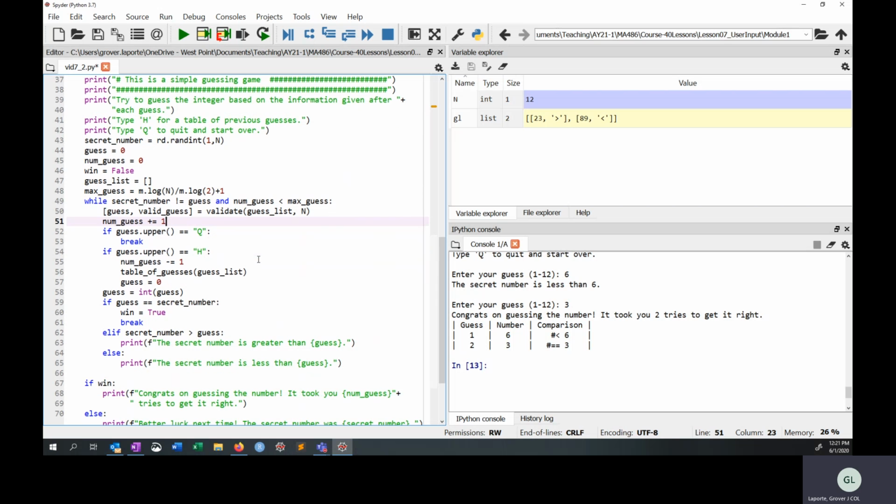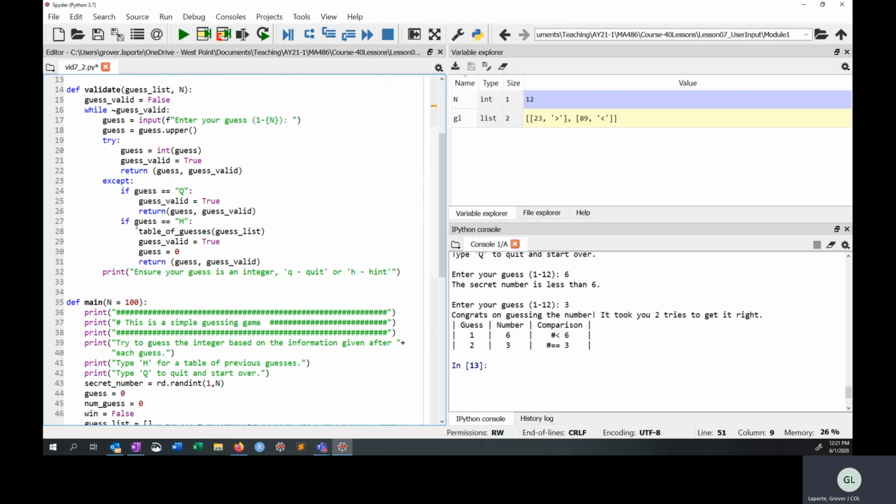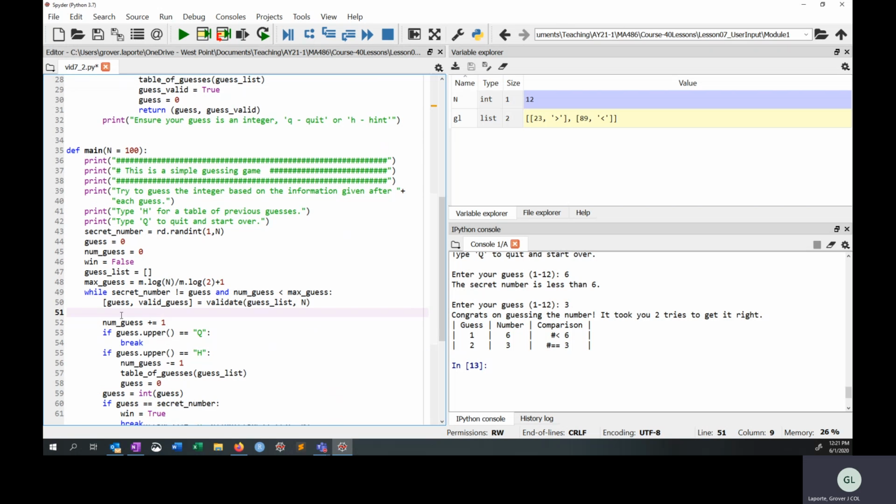The next thing is I don't always want to increment num guess. I'm not sure if you remember, but if I do h, then guess is going to be equal to 0. So if guess is not equal to 0, then I want to increment it. In other words, if it's equal to 0, I don't want to increment it. In other words, it was a hint. I don't care about that, so hint's going to do its thing, and I don't want to increment it based on hint.